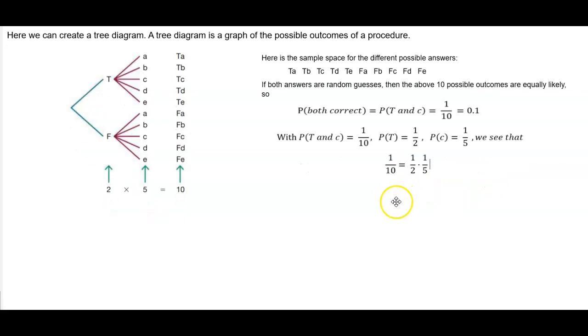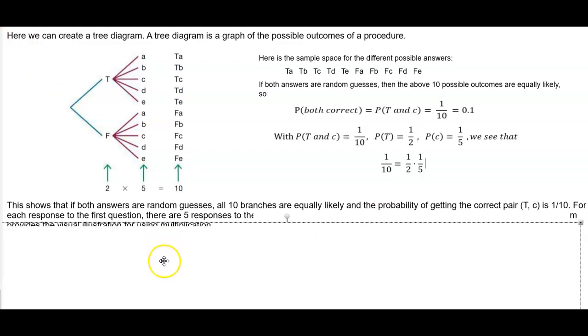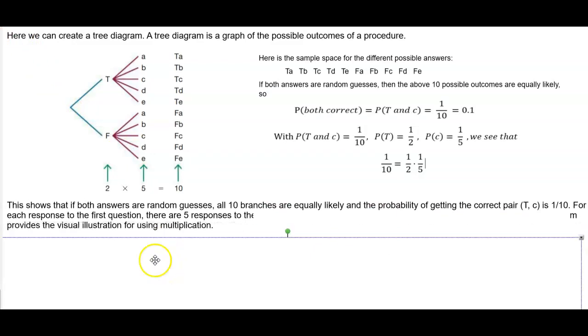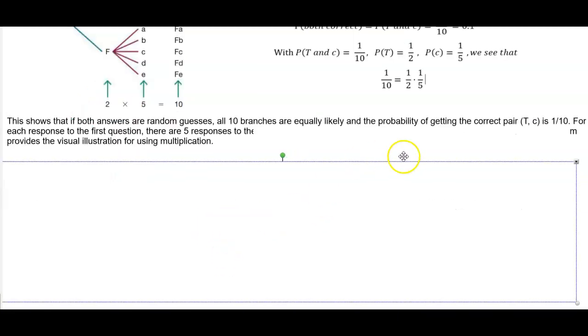So we see the following. 1 over 10 is equal to 1 over 2 times 1 over 5. And disregard that line there. So 1 over 2 times 1 over 5 is 1 over 10. So you can see that this shows that if both answers are random guesses, all 10 branches are equally likely, and the probability of getting the correct pair, true and C, is 1 out of 10.